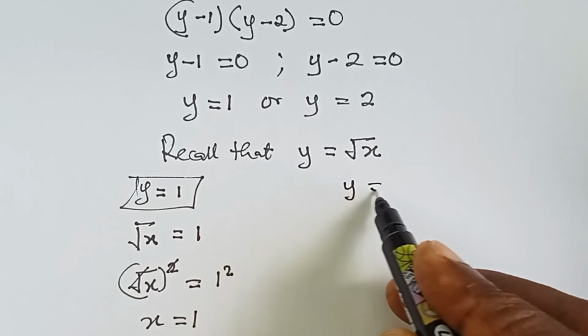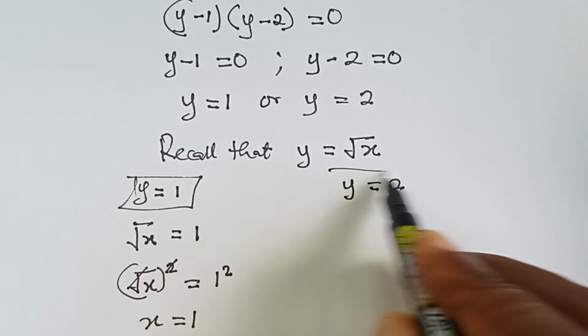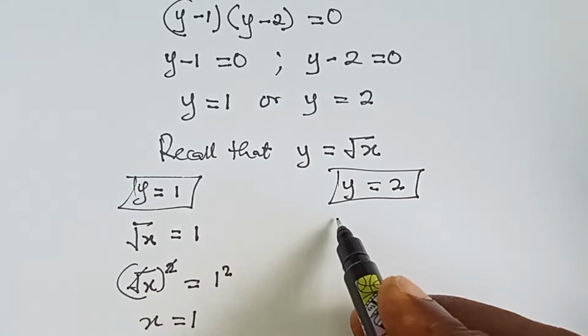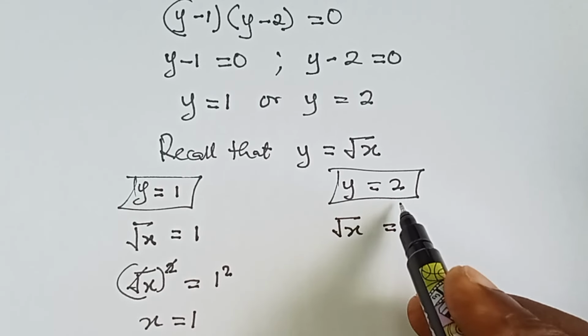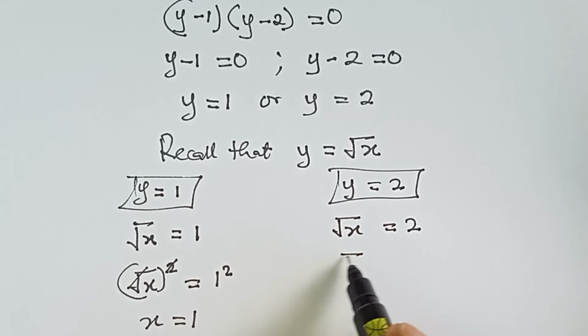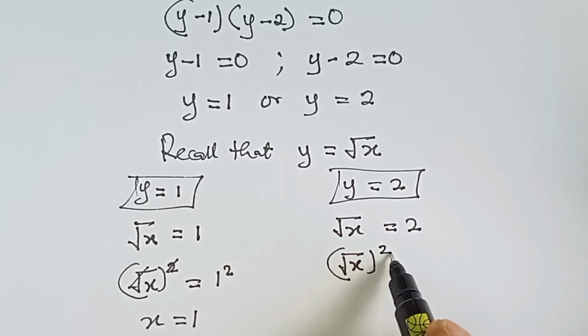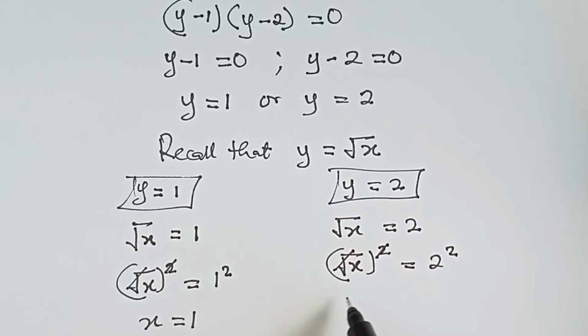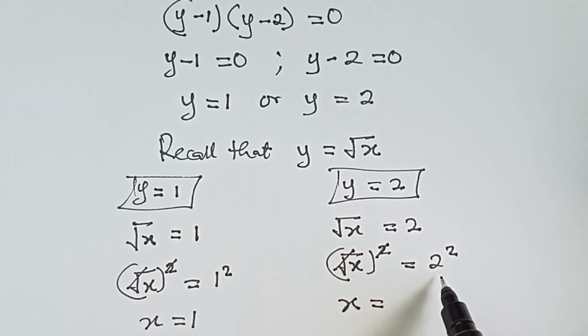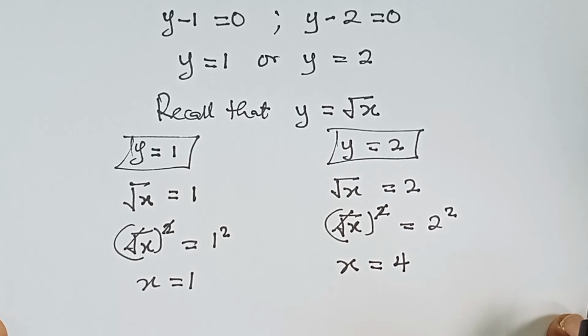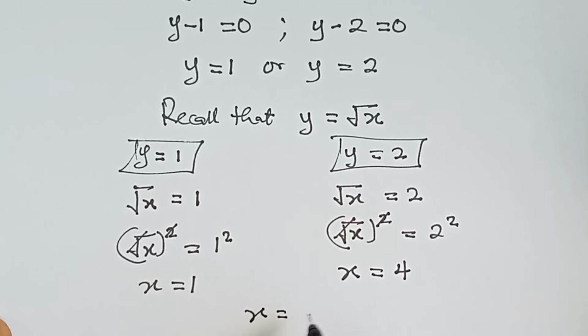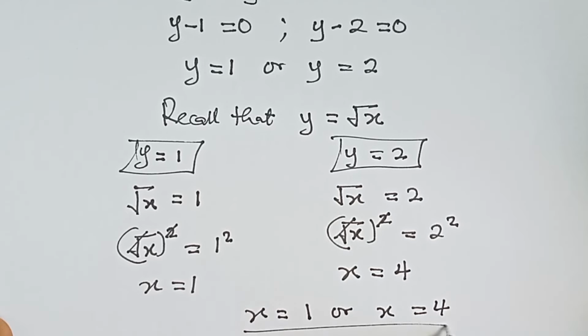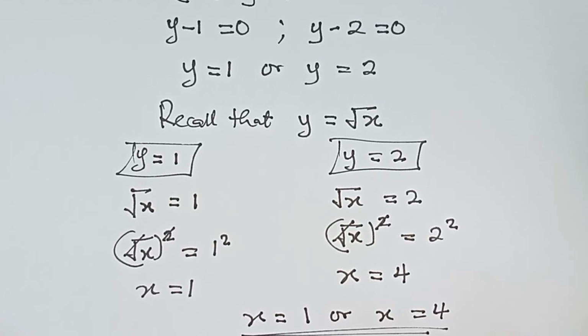Now if y is 2, we have square root of x equals y, which is 2. We square both sides, we square this side, and we square this side. This square cancels the square root. Our x equals the square of 2, which is 4. So it means that x equals 1 or x equals 4. This is our final answer.